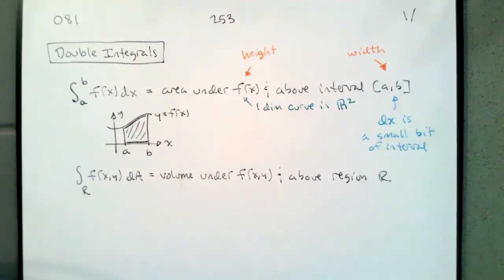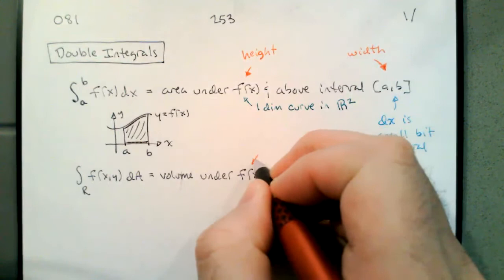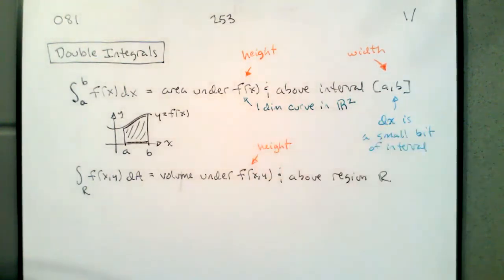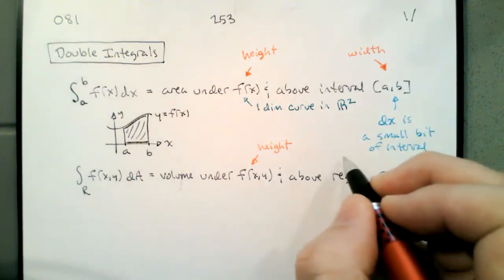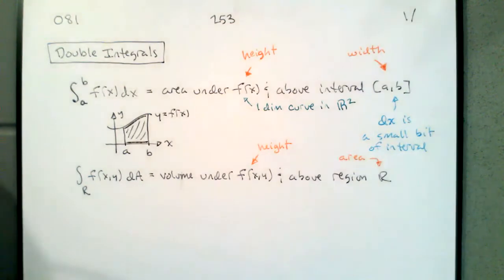So we're calculating volume here by taking the cross-sectional area and multiplying by the height. Volume is length times width times height. Length times width is area. So the volume is height times area. So our f of xy is still going to be the height. And our region R is going to be an area rather than just a width.